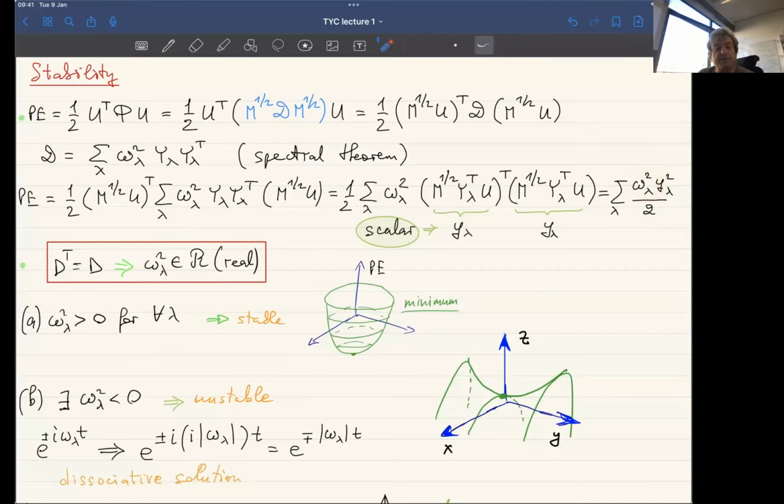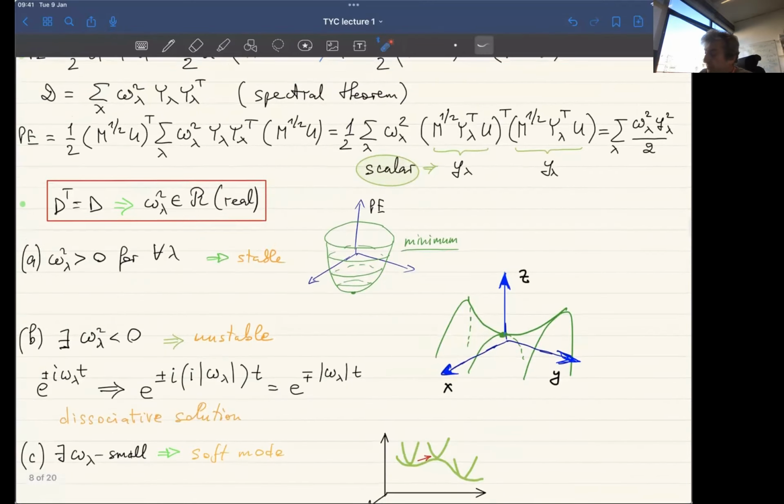Yes, so that means that indeed, if all omega squares are positive, remember that omega squares are eigenvalues of the dynamical matrix D. The dynamical matrix is a symmetric matrix, and from mathematics you should know that if the matrix is symmetric, we are guaranteed that its eigenvalues are real. However, we're not guaranteed these eigenvalues are necessarily positive, but if all of them are positive, then we are guaranteed that any displacements of our system from the equilibrium position would result in an increase of the energy, which means we are at the minimum of the potential energy surface.